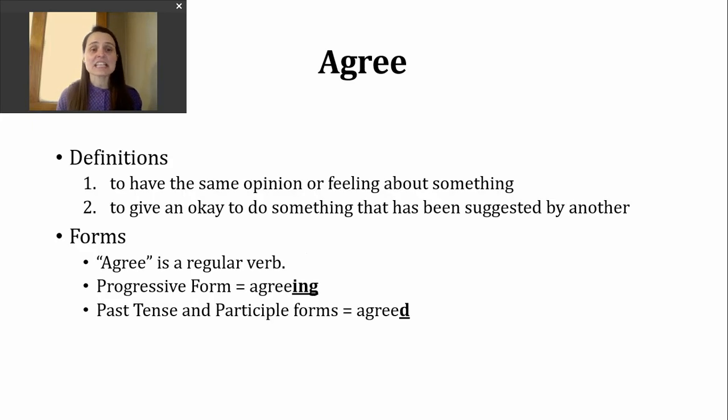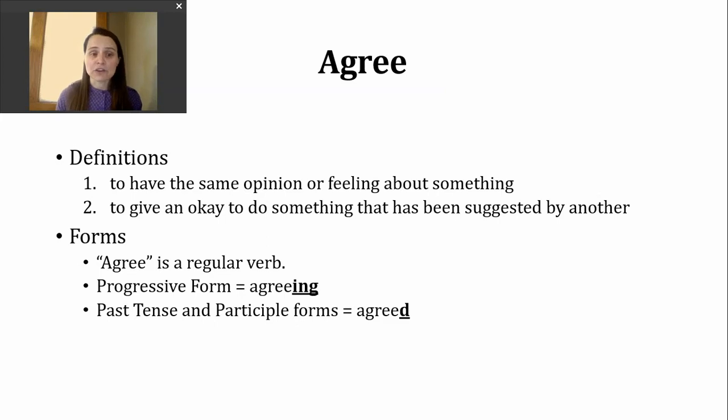The first definition is to have the same opinion or feeling about something. And the second definition I have today is to give an okay to do something that has been suggested by another.